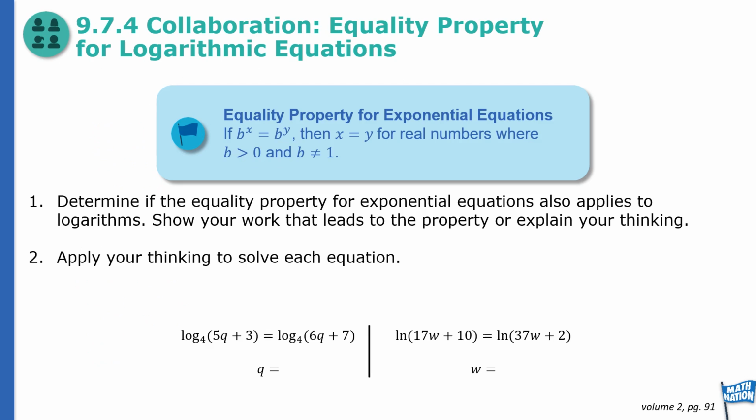All right, let's move on to looking at the equality property for logarithmic equations. So it says if b raised to the x is equal to b raised to the y, then x is equal to y for real numbers where b is greater than 0 and b cannot equal 1.